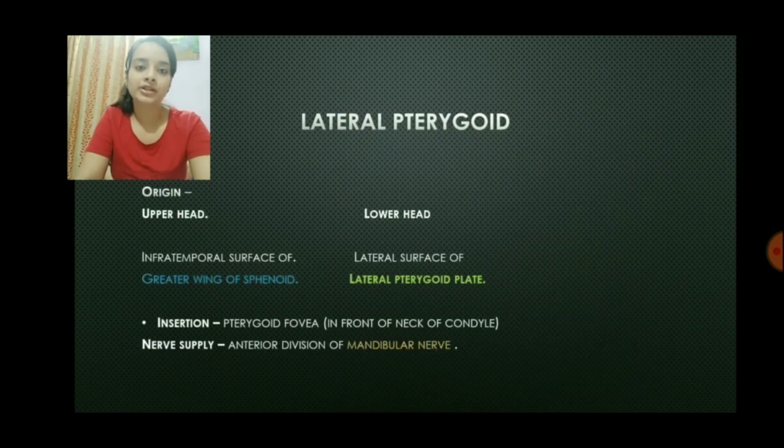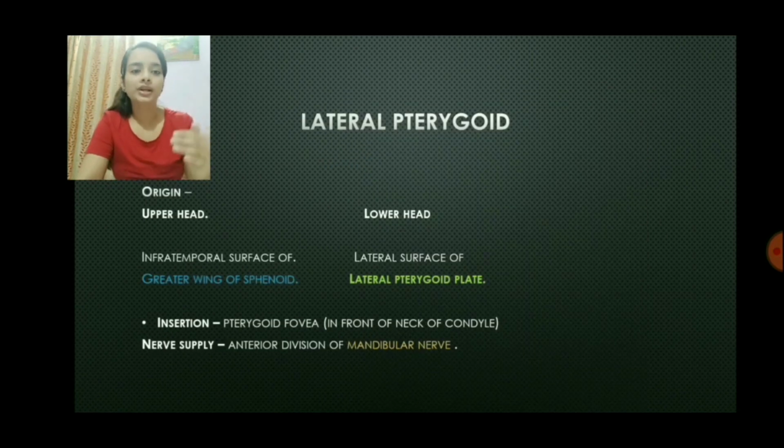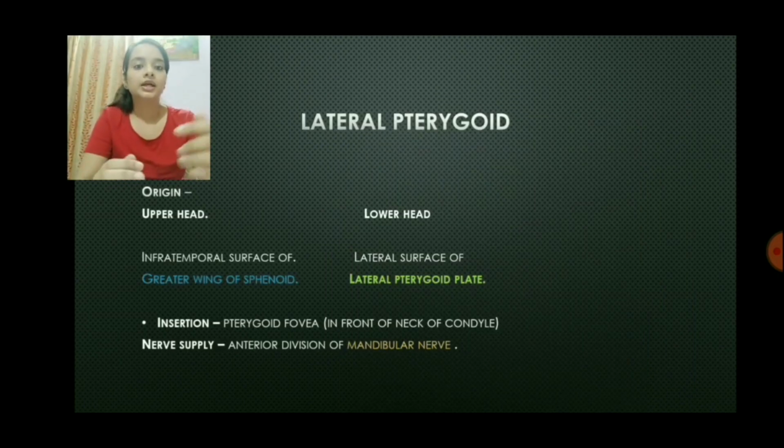Next we come to the lateral pterygoid muscle. Origin: the upper head arises from the infratemporal surface of the greater wing of sphenoid. Here is the infratemporal surface of the greater wing of sphenoid, and the lower head arises from the lateral surface of the lateral pterygoid plate. Here is the origin of medial pterygoid and here is the origin of lateral pterygoid. The insertion is in the pterygoid fovea.